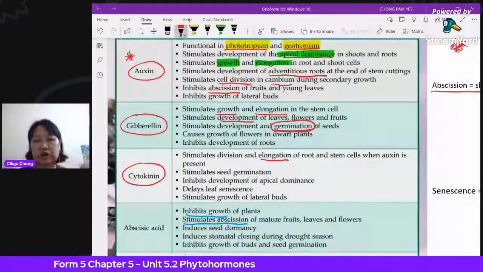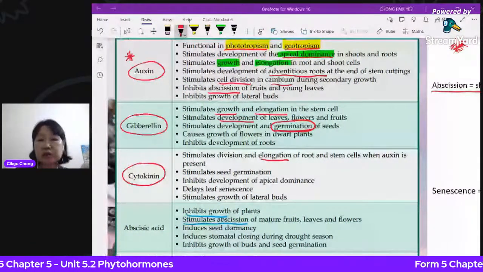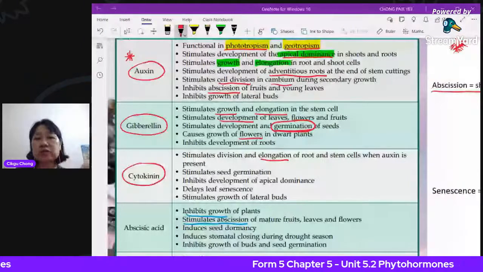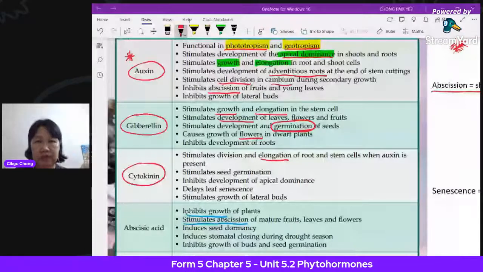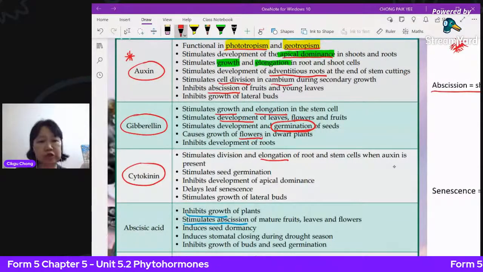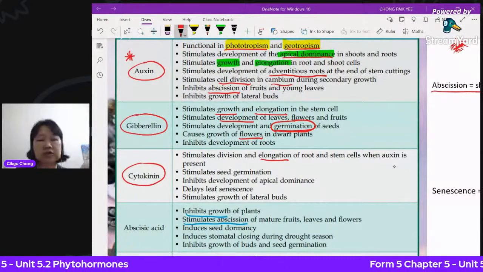Then next one, it causes the growth of flowers. So it also promotes flowers for the plant. And it inhibits development of roots. So it stops the development of roots. So important, this one. Next one, cytokinin.